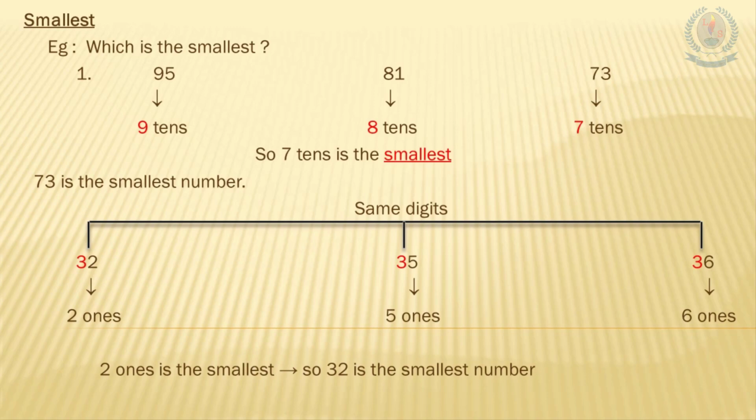Let's compare the ones place now. In 32 you can find 2 ones. In 35 you can find 5 ones. And in 36 you can find 3 ones. Among them, which one is smallest? Yes, correct. 2 ones is the smallest. So what is the answer? Yes, 32 is the smallest number.